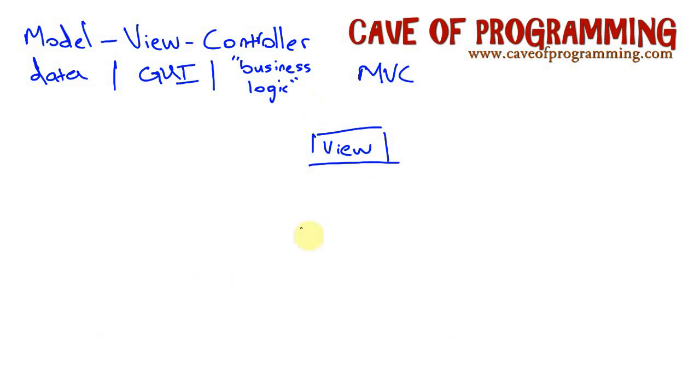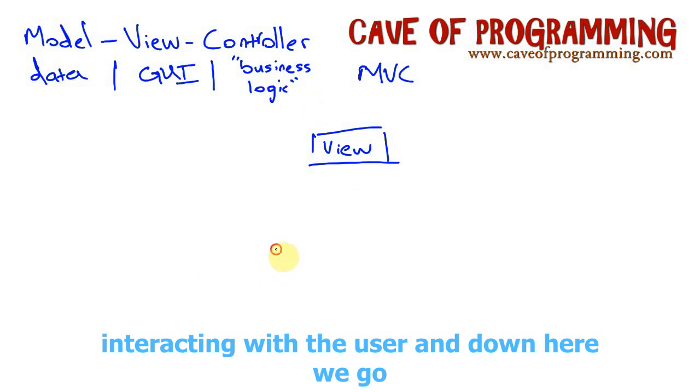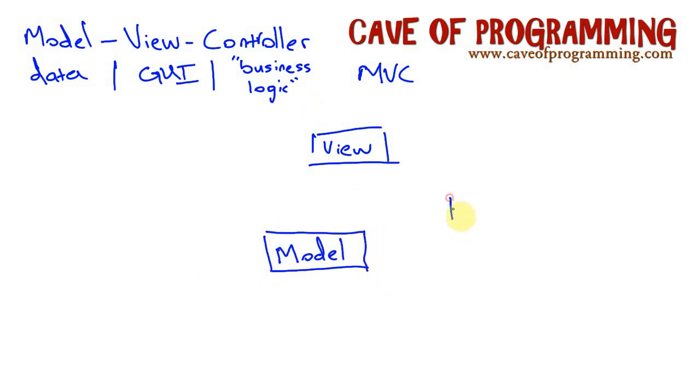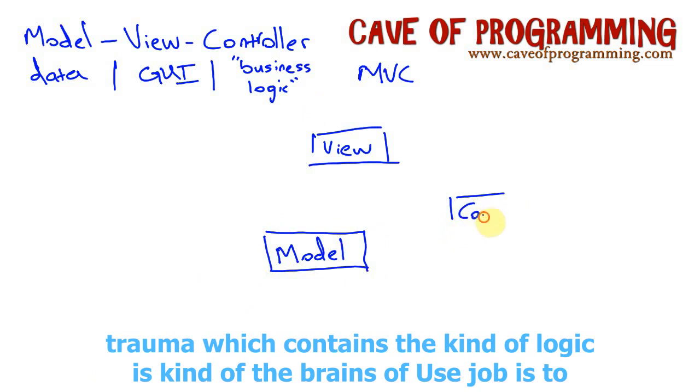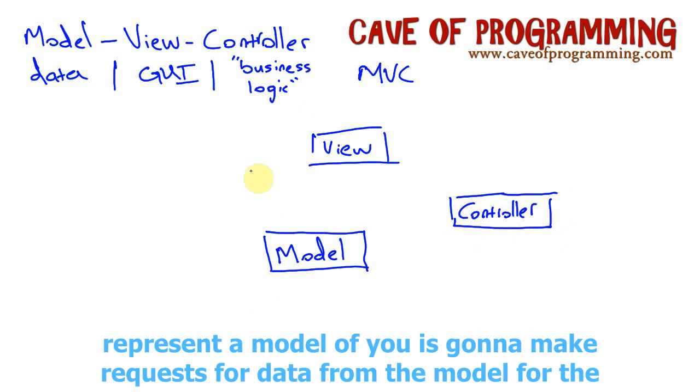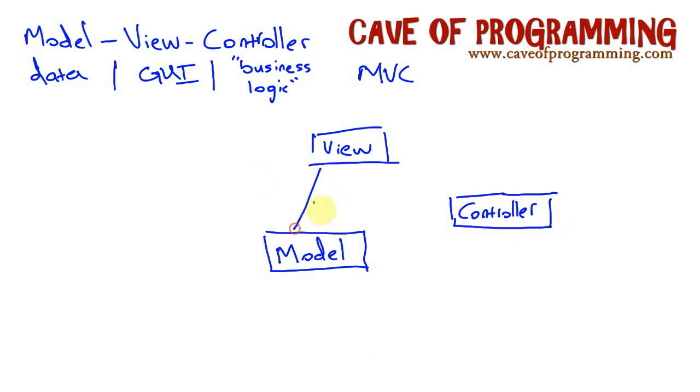So here we've got the view, which is interacting with the user, and down here we've got the model, which is dealing with data, and then we've got the controller here, which contains the kind of logic. It's kind of the brains of your application, really. Now the view's job is to represent stuff that's in the model, so the view is going to make requests for data from the model.